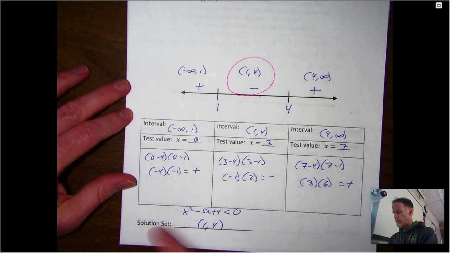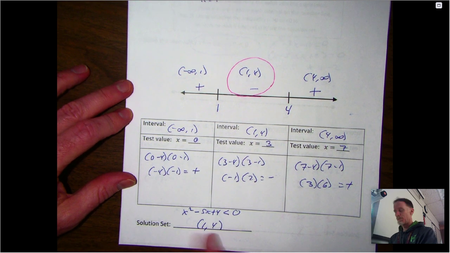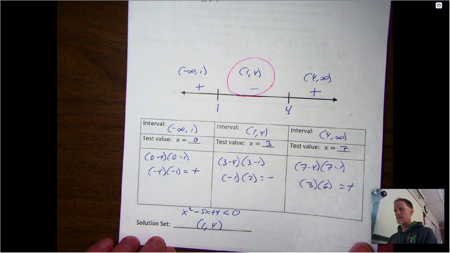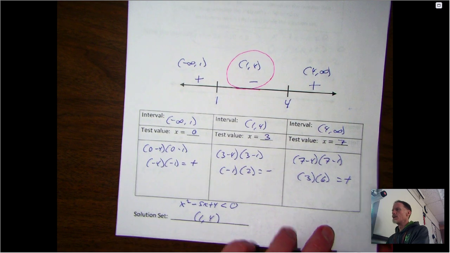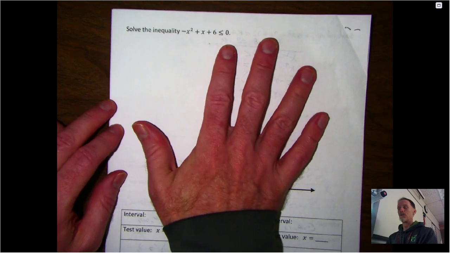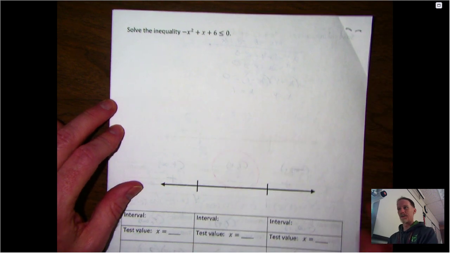Also keep in mind that even though your intervals may be small, like this is just between 1 and 4, there's still an infinite number of solutions to these things. So just kind of keep those two little tidbits in mind. So I've got one last example I'm going to do, and we'll wrap this up, because I want to do one that doesn't have that same plus minus plus pattern.